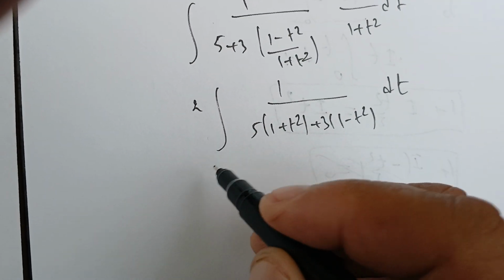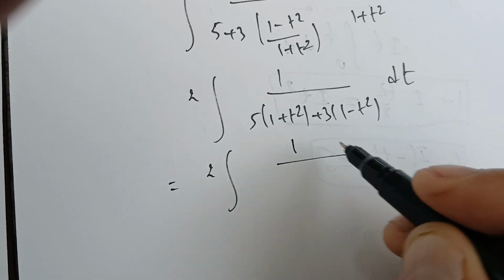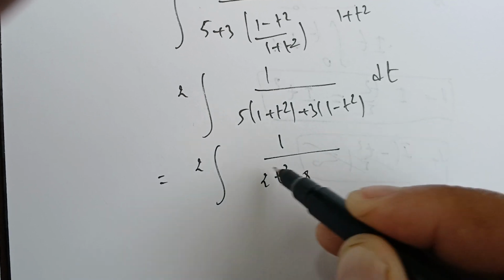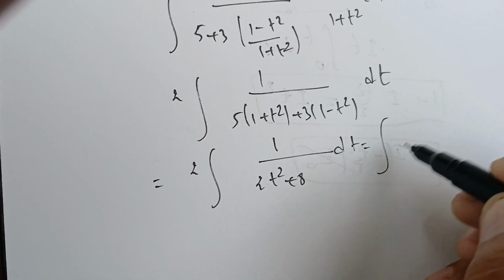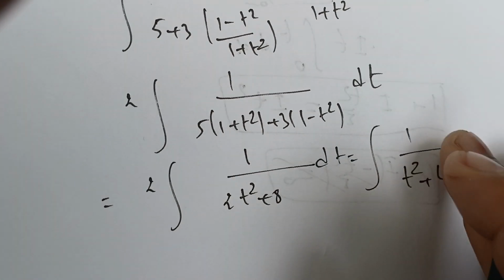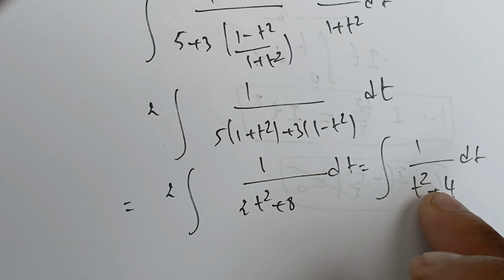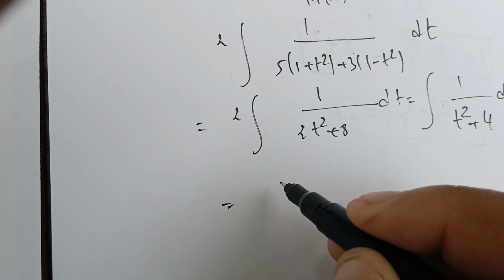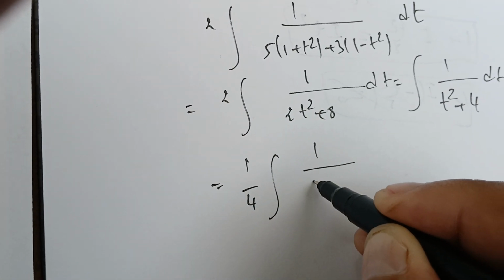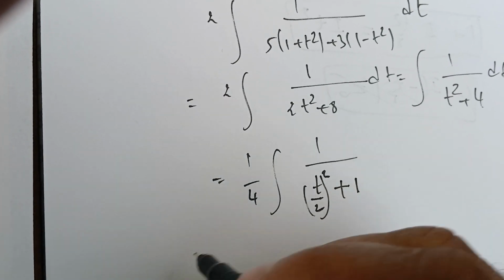Therefore, we have this integral as 2 times, if we simplify, 1 over 5 plus 5t squared plus 3 minus 3t squared, that means 2t squared plus 8. And with these two, we get just 1 over t squared plus 4 dt. Here, we recognize that we can have a primitive of the arctangent, but we need to get rid of this 4. To get rid of the 4, we just factor out the 4, and we have 1 over 4 times t over 2 squared plus 1.